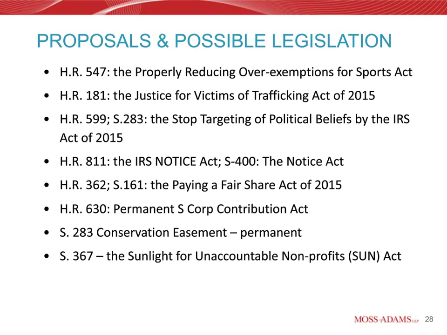Then the next two you see, they're still trying to get permanent. The S Corporation Contribution Act, that was extended, and conservation easement. So those still stay on the radar. Sunlight for Unaccountable Nonprofits would require information returns from exempt organizations to be available in a searchable format so that they can identify the contributors for certain organizations.